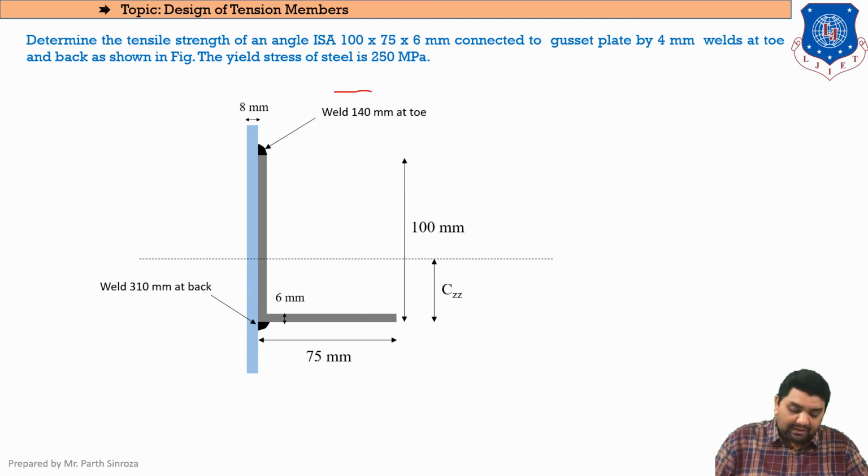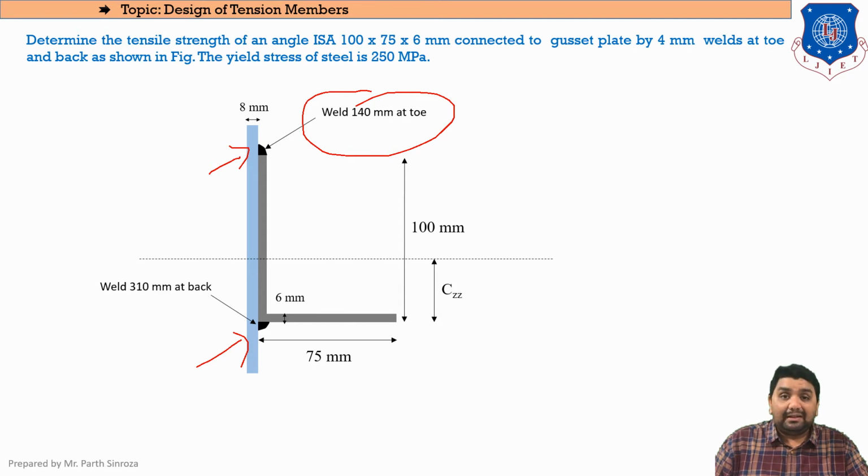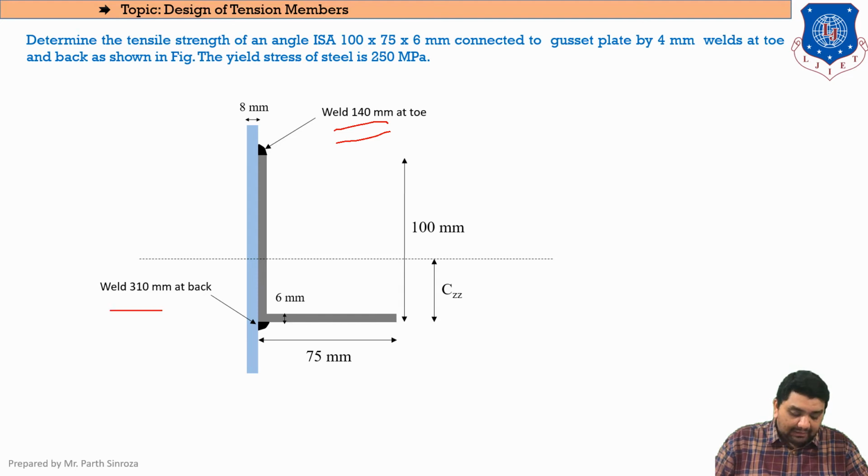So the length of weld at toe, this portion is always called the toe of our angle, and this portion is called the back of angle. Wherever there is a 90-degree formed or a right angle formed, it is called a back of angle, and this is called a toe of angle, technically speaking. So here the length of weld is given as 140 mm, and here the length of weld is given as 310 mm. The thickness of gusset plate is given as 8 mm in the question.